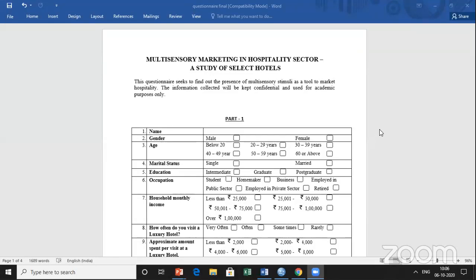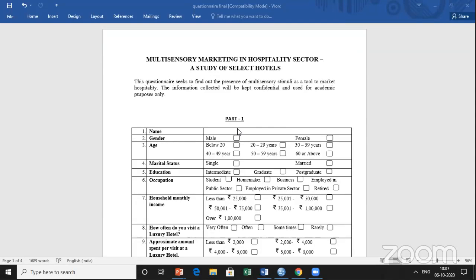Okay. So this is titled Multi-sensory Marketing in the Hospitality Sector: A Study of Select Hotels. This is a questionnaire which is used here. We are not bothered about the consistency of this particular questionnaire, but we are bothered about the data which we collect. Coming back to this, name is a string variable. Then gender, you have 2 types of gender. Nowadays people go for other categories also, but anyhow, this is taken as male and female.